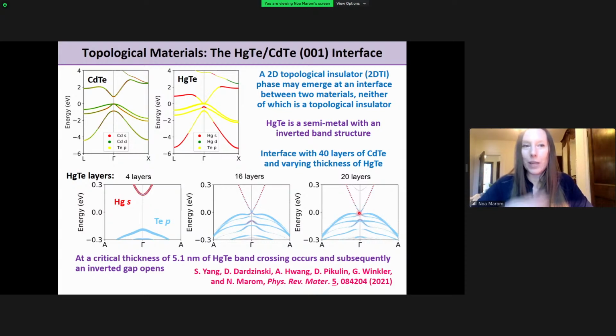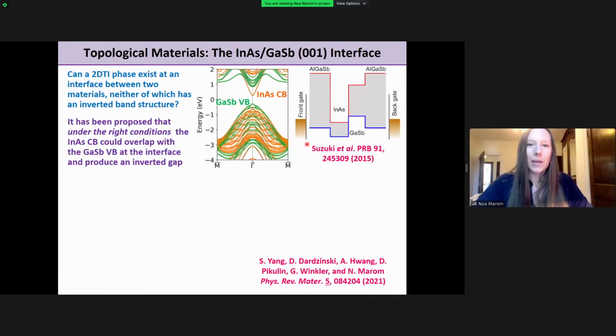And if you keep adding more and more layers of mercury telluride, eventually you'll get this bulk band structure. So the next question is whether a 2D topological insulator phase can be produced between two materials that don't even have an inverted band structure like the mercury telluride. So two completely regular, boring semiconductors, gallium antimonide and indium arsenide.